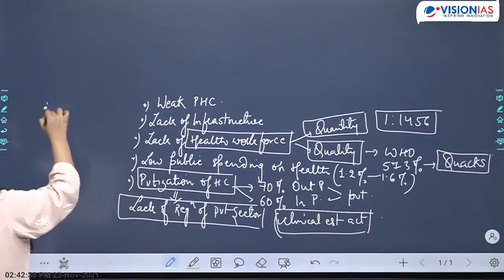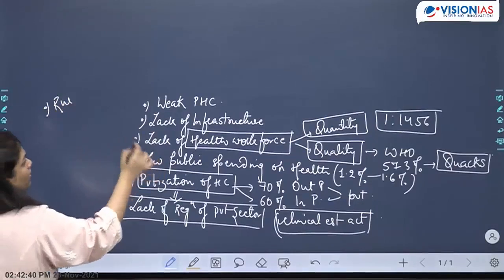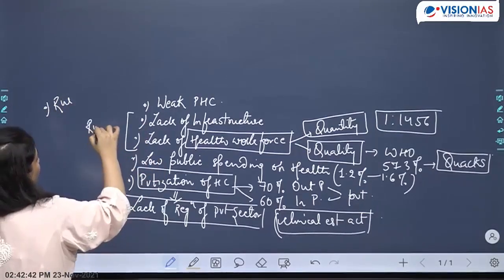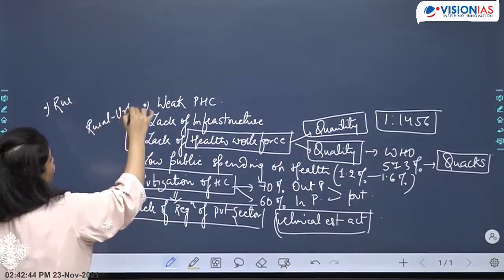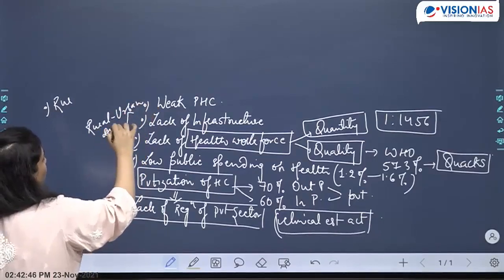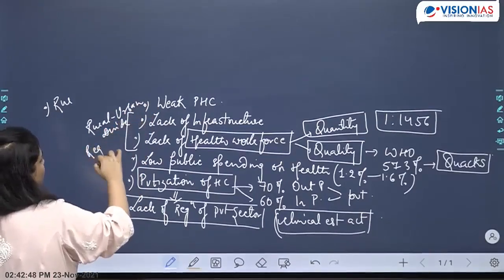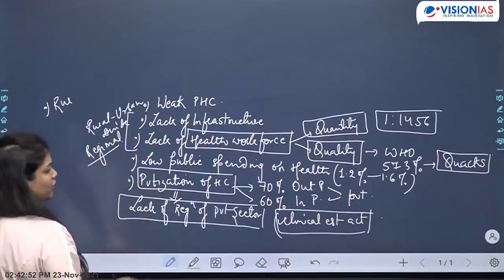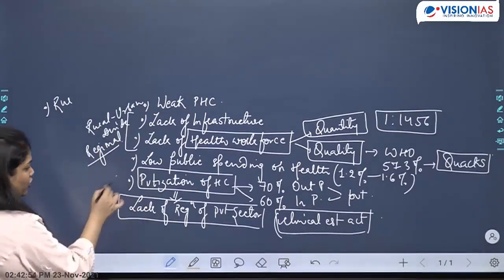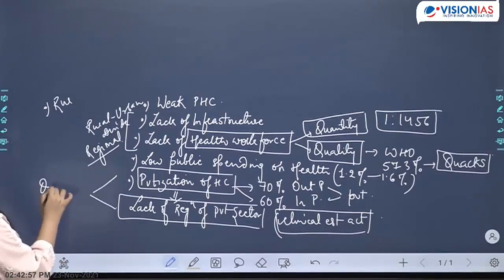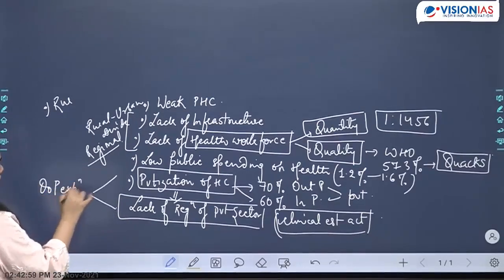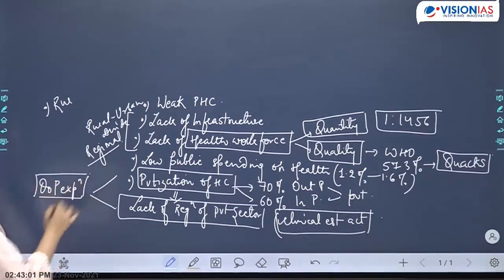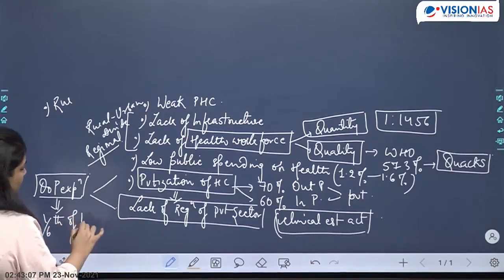Then there exists rural-urban divide. When you are talking about infrastructure, you can talk about rural-urban divide. You can also talk about regional variations. That's your choice. When you are talking about privatization, you are talking about lack of regulation of the private sector. You can talk about out-of-pocket expenditure. How 60% of the expenditure is out of pocket. How this is responsible for 1/6 of India's poverty.